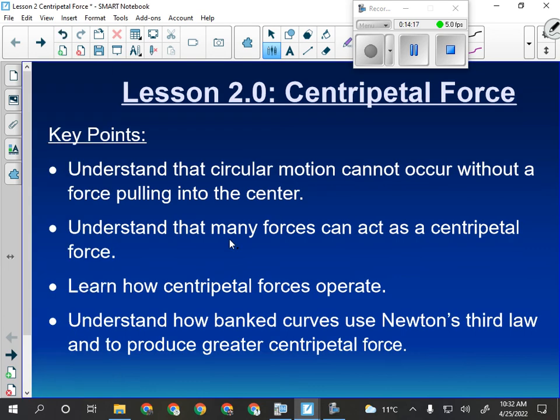Centripetal force is what causes the centripetal acceleration. It's the actual force that holds an object in a circle. And it's always directed where? Inwards, towards the center. Centripetal, remember, means center seeking. So it's pulling or pushing towards the center of the circle. It can be a push or a pull, depending on the situation.